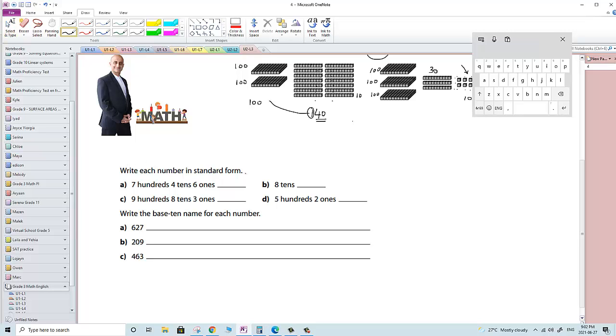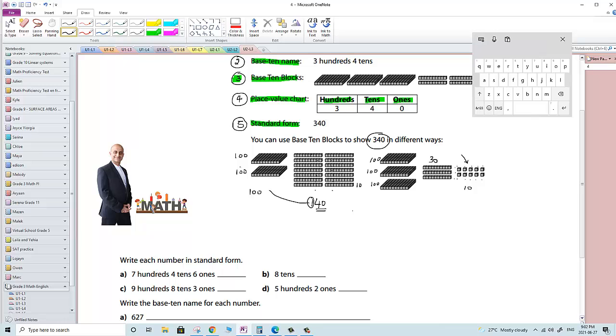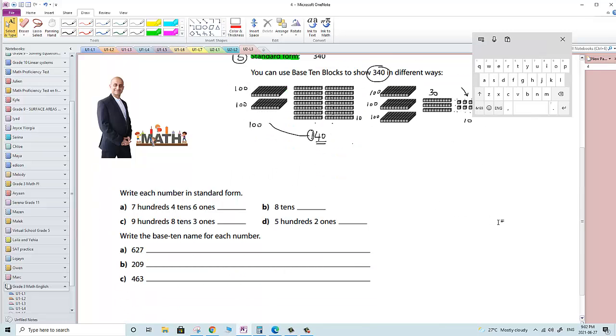Write each number in standard form. So what is the meaning of standard form? The number like that, okay. I have 700, 4 tens, and 6 ones. We know from the right, I start with the ones, 6. 4 tens, that means 40, and 700, that means 700. So 746.